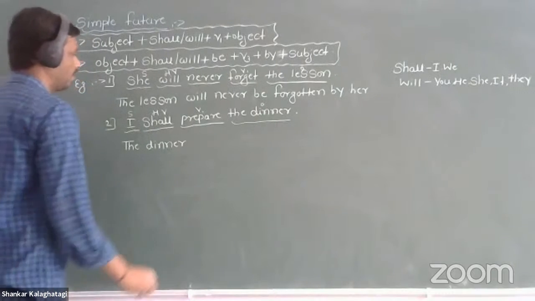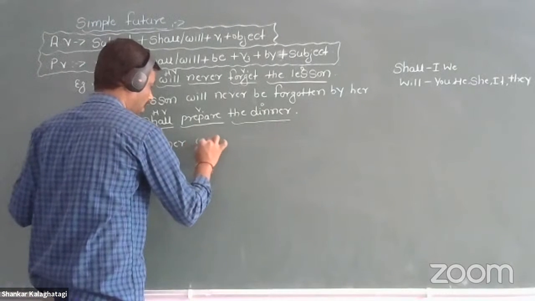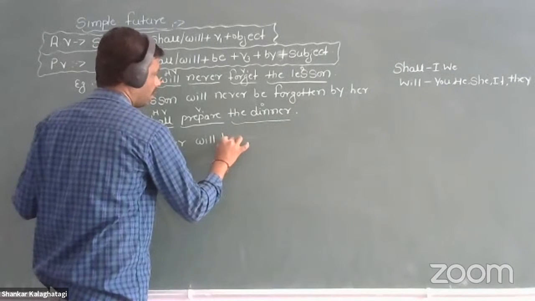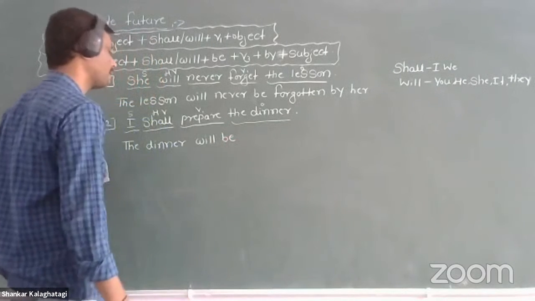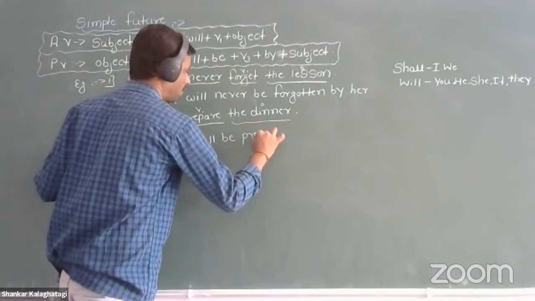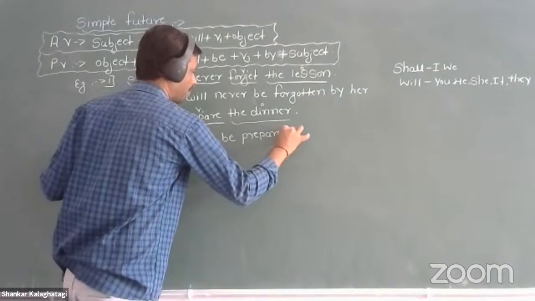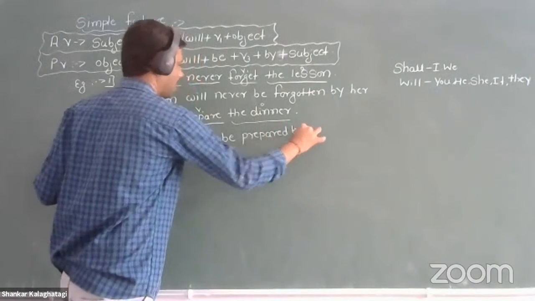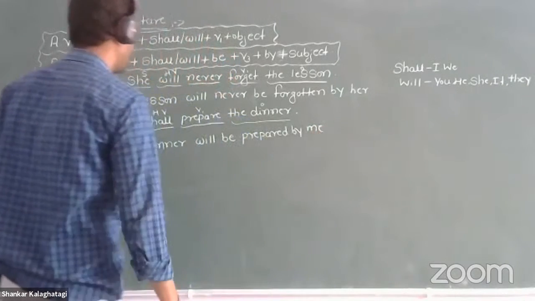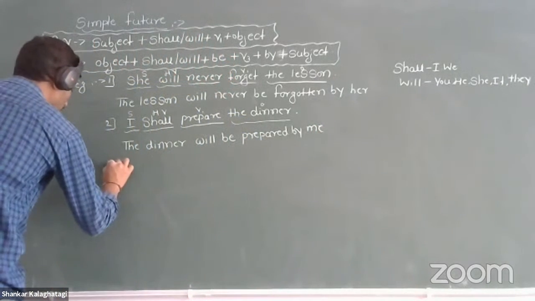Now what we have to write for dinner? We will use will. The dinner will. Okay. The dinner will be prepared by me. Will be. Now prepare's third form is prepared. Prepared by. I is changed as me. Simple thing. Go for the third one.